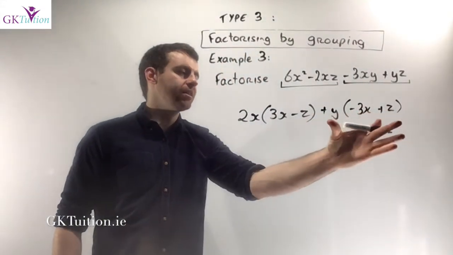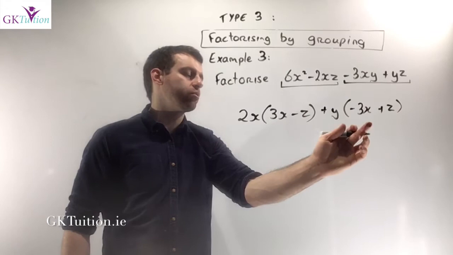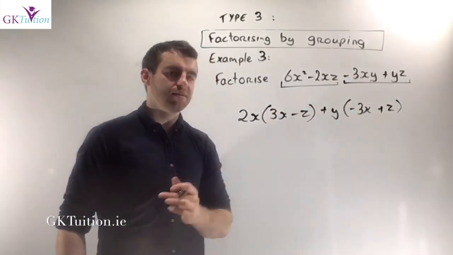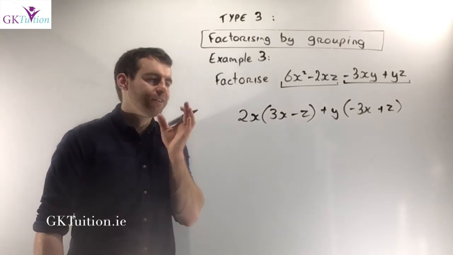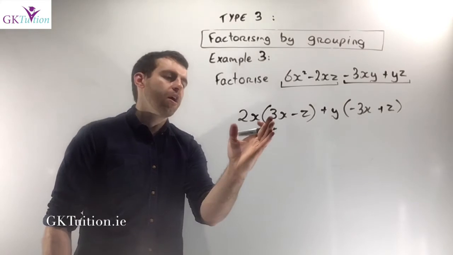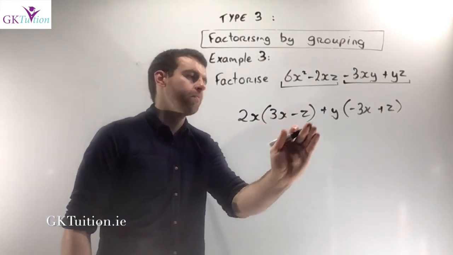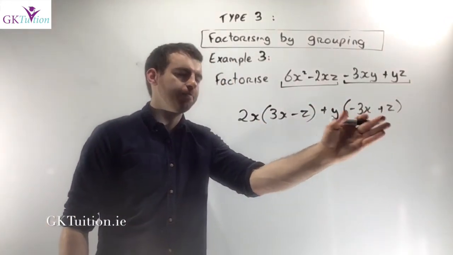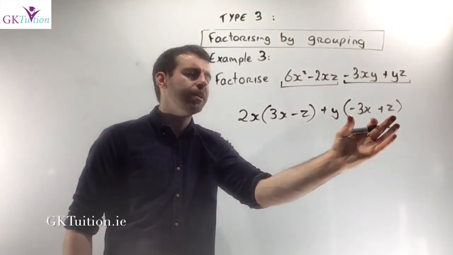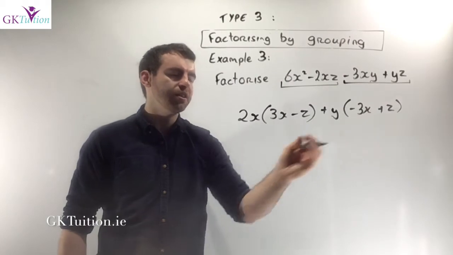Now this line makes sense because y by minus 3x is minus 3xy. y by z is yz. Now that's fine, but at this stage you have to have the same thing in both brackets, which I don't. I have plus 3x minus z, and I have minus 3x plus z. I have the same terms but different signs. So I need to manipulate this somehow to change the signs in this bracket.